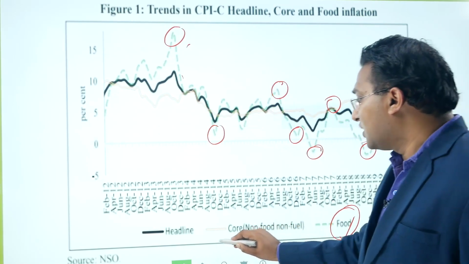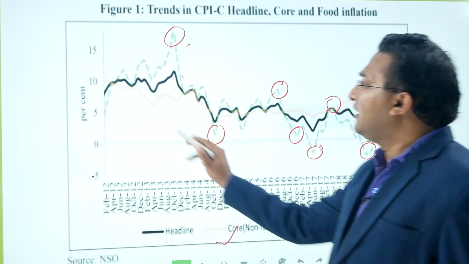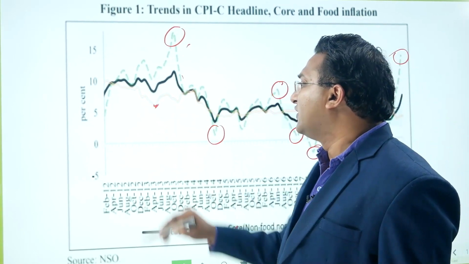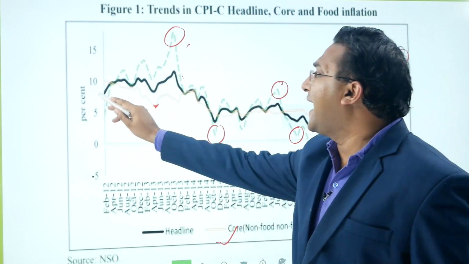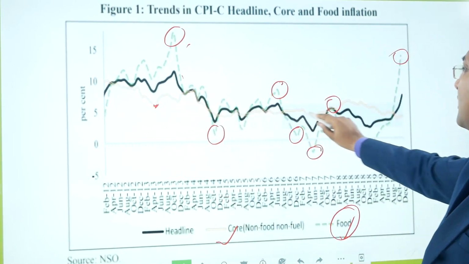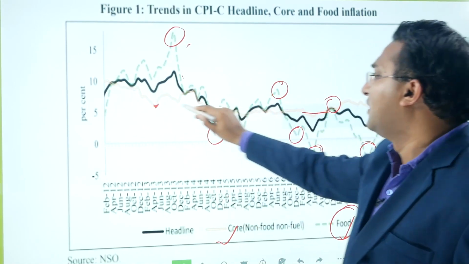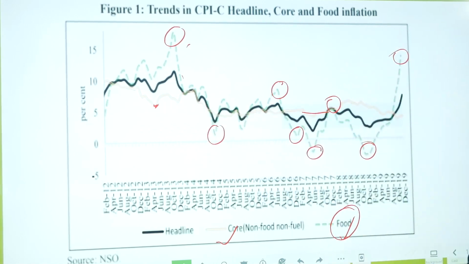And third is the core inflation. So this color indicates the core inflation. You can see the core line is comparatively stable. It is stable as compared to the headline and the food inflation.